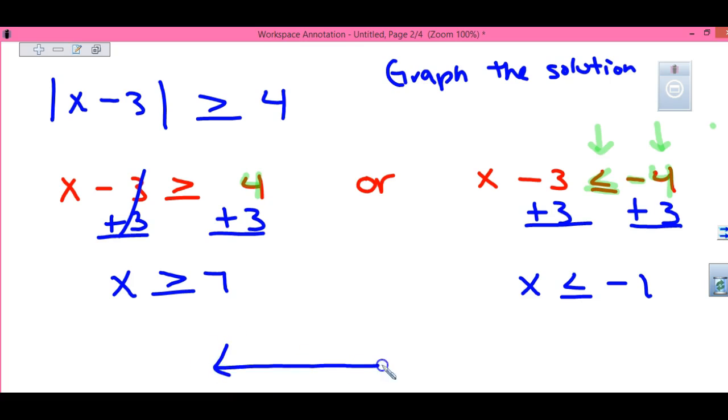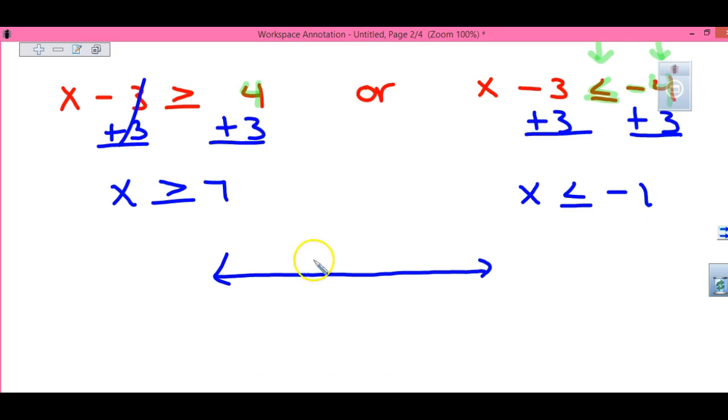When we graph these, start with our number line, negative 1 and 7. x is less than or equal to negative 1, and x is greater than or equal to 7.